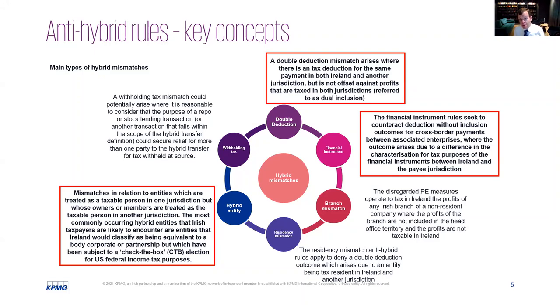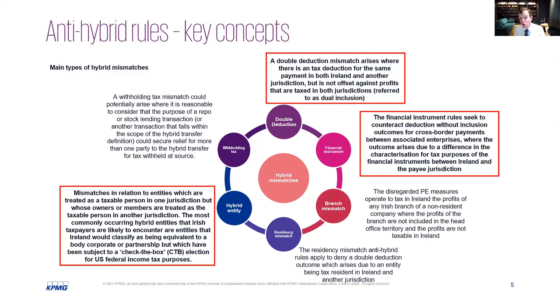Secondly, then, financial instrument mismatches. This is probably best illustrated by interest, say, on a loan, and where you're getting a tax deduction in the payer jurisdiction, but that interest is not included, that is not taxed in the recipient jurisdiction because of the character of the interest. So it's got nothing to do with the tax regime as such of the recipient jurisdiction. There might be no tax in that jurisdiction, for example, in the Cayman Islands or Bermuda, but it's where non-taxation arises because the 2 jurisdictions characterize the interest differently.